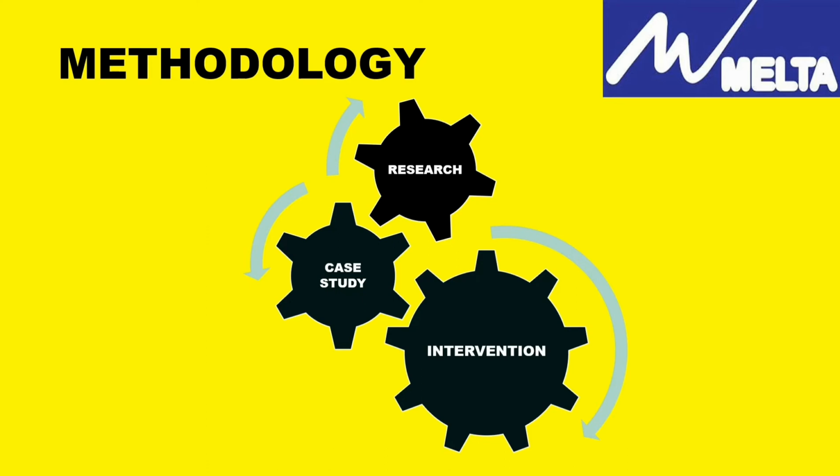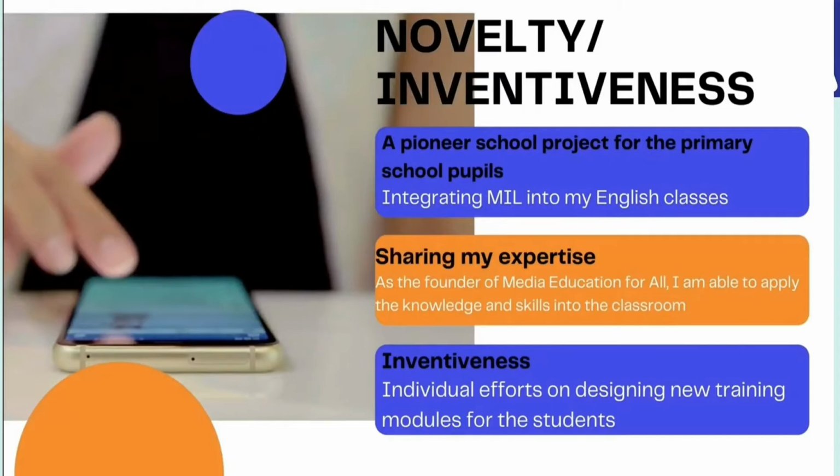Therefore, for my research study, I have done research, case study, and intervention in the classroom. For the first task, I have done curation, research, and analysis, and then I have a campaign of this MIL, and I also created learning modules and classroom applications. This Media and Information Literacy project is a pioneer school project for primary school pupils.